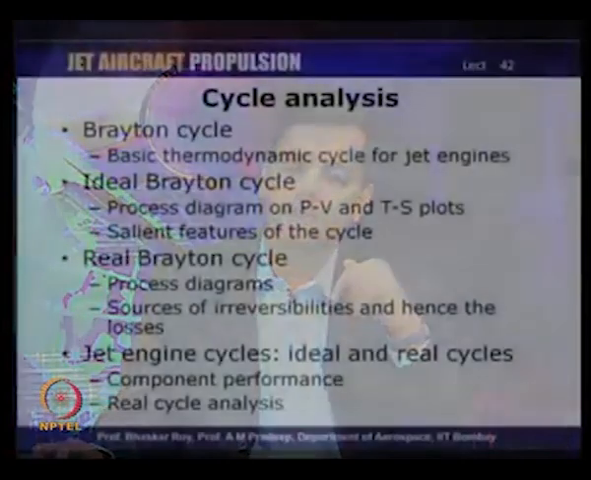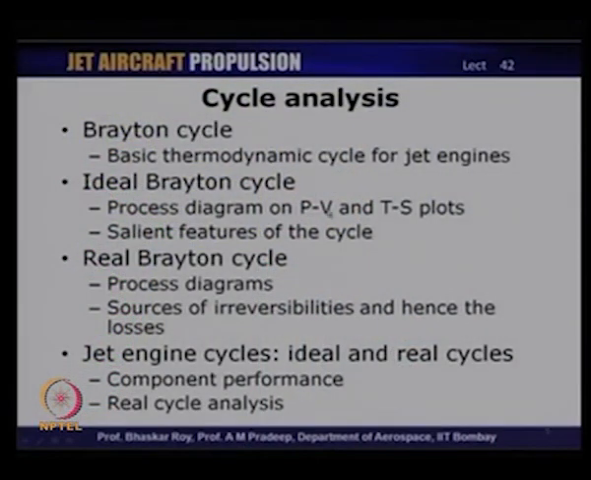So, we have seen what a Brayton cycle is and how we can represent an ideal Brayton cycle on a process diagram based on pressure-volume or temperature-entropy plots. We have seen an ideal Brayton cycle and represented its process on PV and TS plots. We also saw the salient features of the cycle, that is, the different processes which constitute a Brayton cycle. An ideal Brayton cycle consists of isentropic compression, then constant pressure heat addition, isentropic expansion and constant pressure heat rejection. So, these are the different processes which constitute an ideal Brayton cycle.